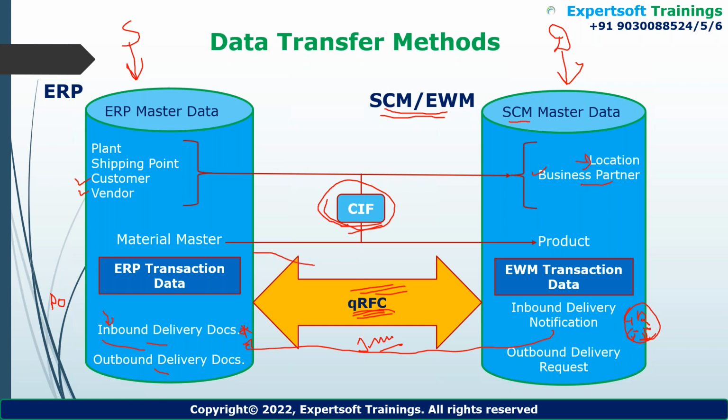That's why you see this arrow is on both sides. It is like both ways. The delivery creation will be in this direction, and the update of the delivery will be in this direction. The source for master data will always be from left to right, and the transactions might go both sides.